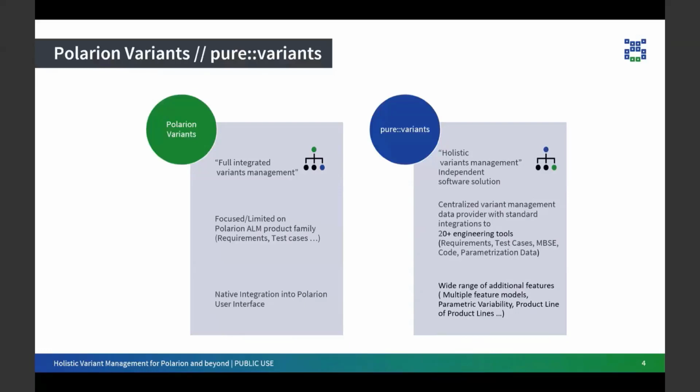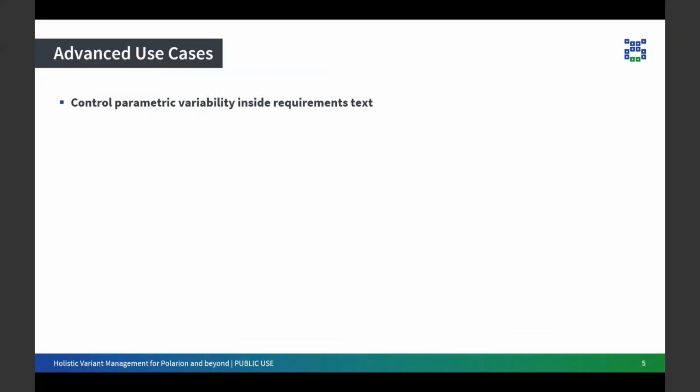And there's also a way from Polarion Variants to pure::variants. So it's not like you have to decide at the beginning, do I choose one or the other? You can, over time, if you see the need for it, migrate without problems. I will come back to that during the presentation.